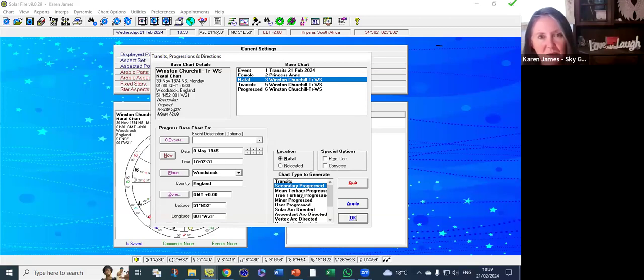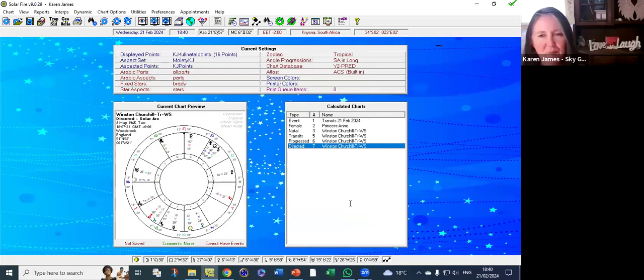transits, directions, progressions, and now you're going to come to solar arc directed. Keep it natal, keep it the same date, everything stays the same. So now you have natal, transits, progressions, and directed is solar arcs. We've chosen solar arcs for the direction. There are other directions, but this is enough for us.